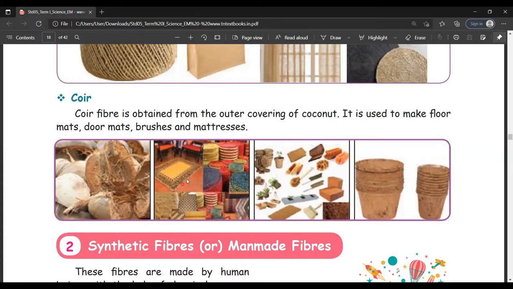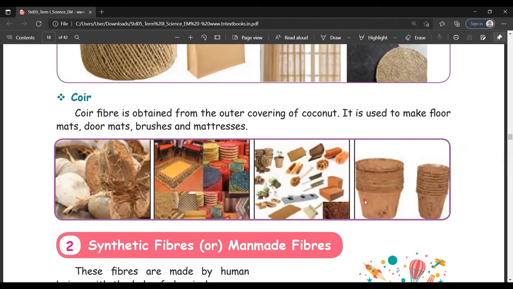Floor mats, okay, door mats, நிறைய brushes எல்லாம் பண்ணியிருக்காங்க இல்லையாங்க. So these are the uses of coir fiber.